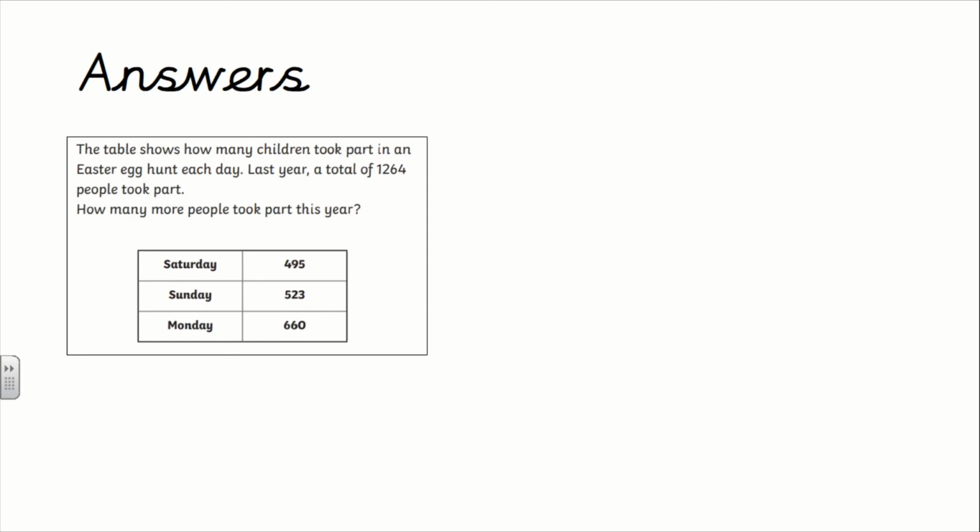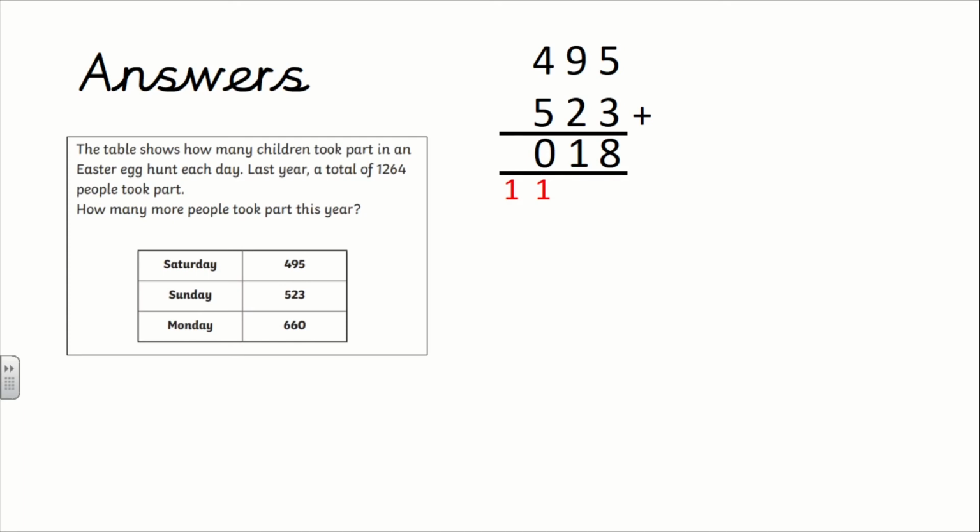So our challenge question. So for our first part, we added our first 2 numbers from that table. So 5 add 3 gives us 8. 9 add 2 gives us 11. The ones go down, the 10s are carried across into the 100 column. Then I've got 4 add 5, which is 9. Add the 1, which gives me 10. Again, I write it down with my 10 underneath, and then I can pop that up there.